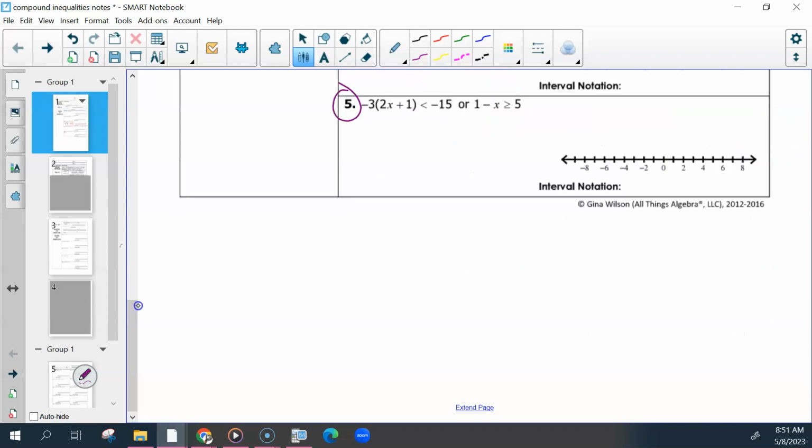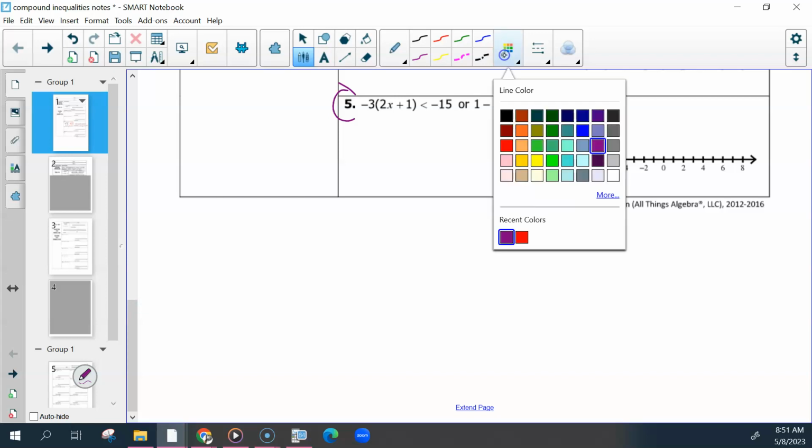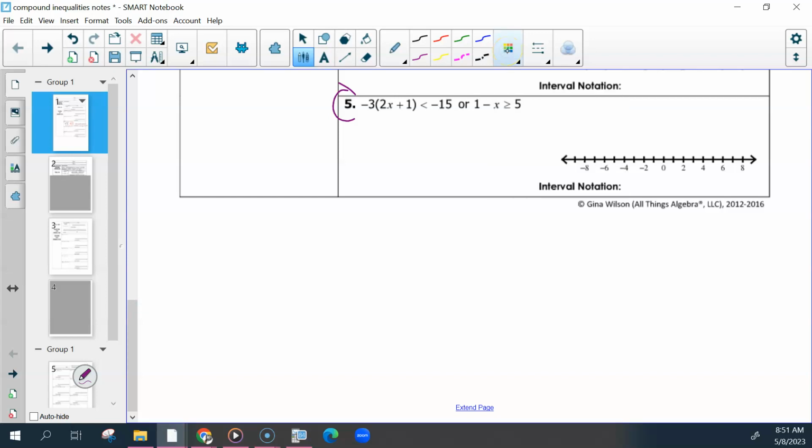Five. How would we start solving this one? Multiply. Multiply what? -3 by 2 and 1. We have negative 6x minus 3 is less than negative 15. Because I didn't multiply on both sides, I'm not changing the sign. But then I can keep going. Add 3 to both sides. Divide by negative 6. Here, because we're dividing by a negative on both sides, the sign must switch.